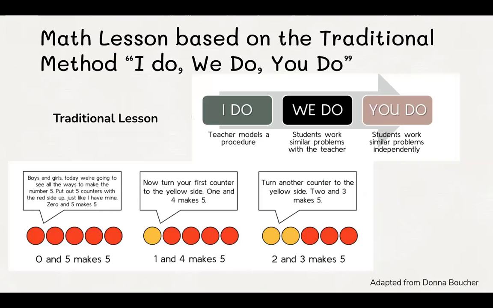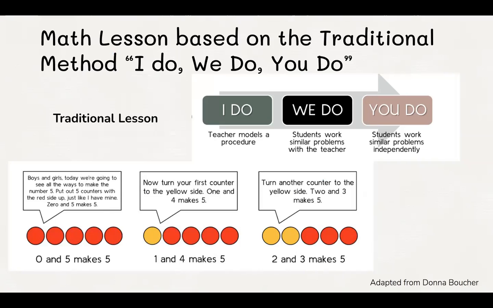I do, the teacher models the procedure. We do, the students work similar problems with the teacher. And you do, the students work similar problems independently. And it might look something like this. Boys and girls, today we are going to see all the ways to make the number 5. So I basically think of this as a kindergarten lesson.